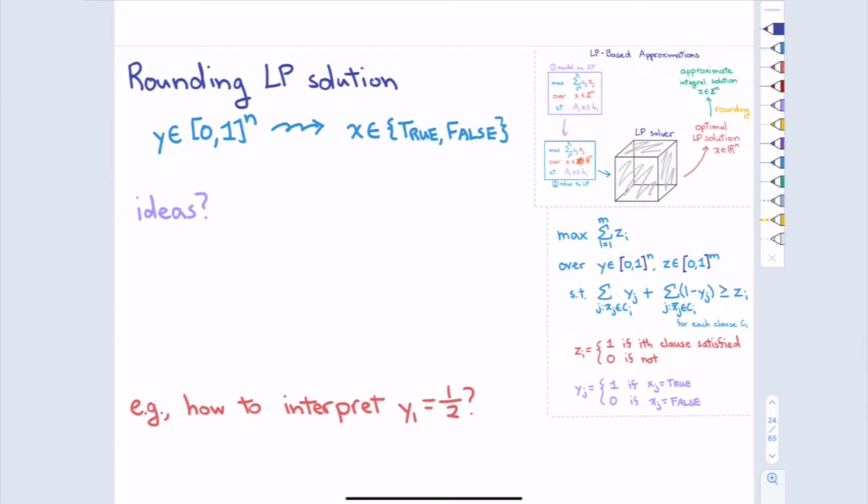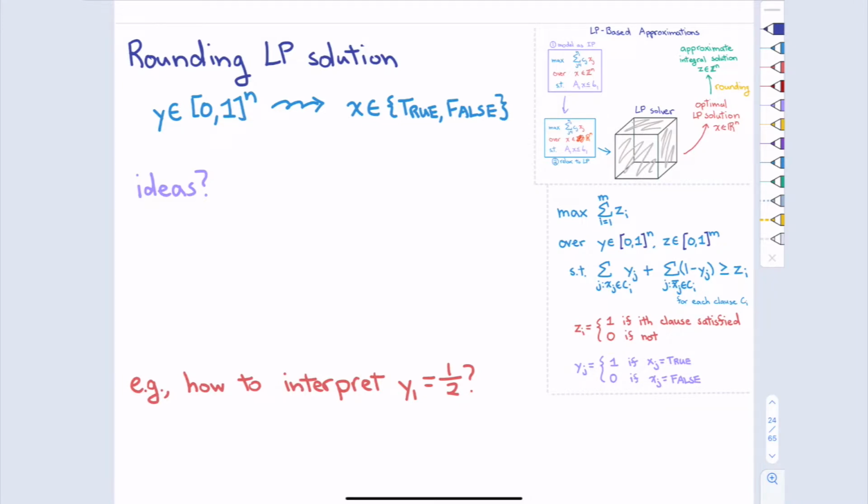Okay, so now here comes the interesting part. I have already put it into my black box. I get the y's and z's. We're really going to focus on the y's because they're suggesting whether to set variables to be true or false. So I want to take my y's, which are fractional values, and turn them into true-false assignments. So I want to take my continuous fractional stuff and turn it into an integral thing.